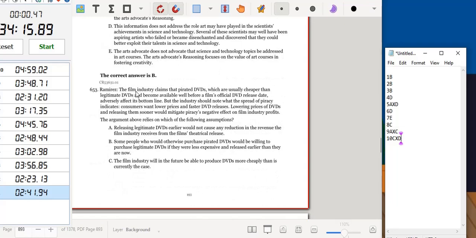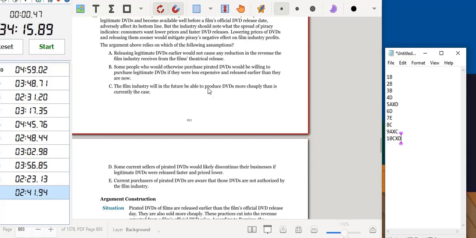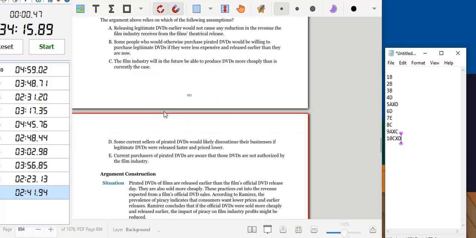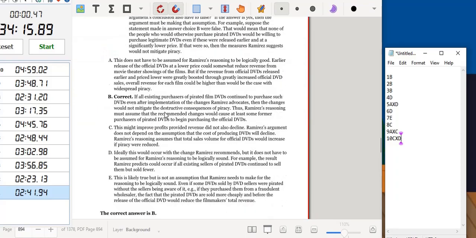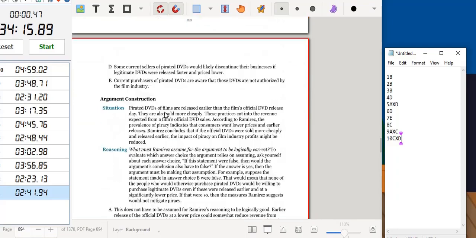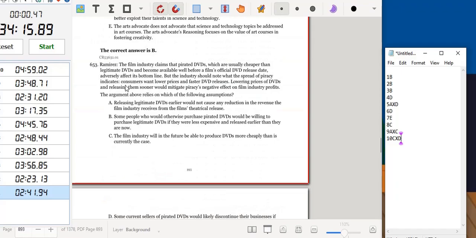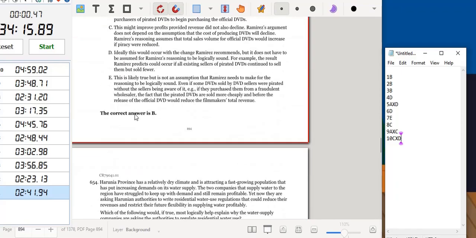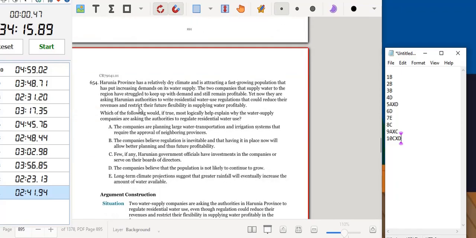B, this one was the film industry for pirated DVDs. Yeah, so this one was pretty easy as I can remember. Sure. Number 3, that is 654. I did it correct. Haruna province, yeah, the climate one.